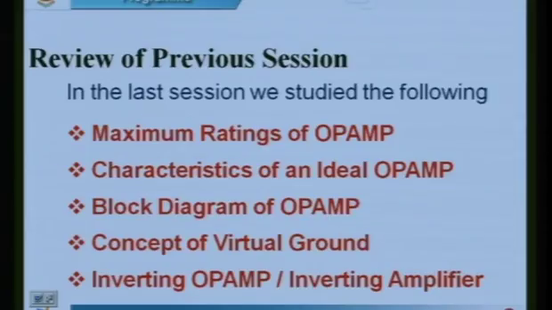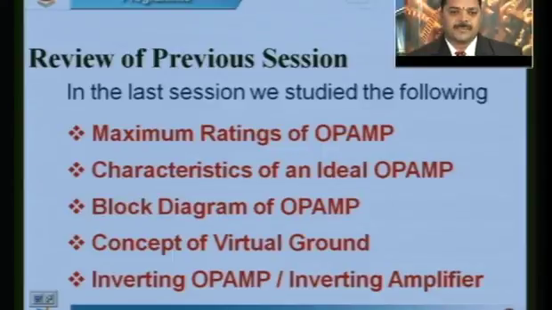Let us discuss the previous session, what we discussed. In the last session, we studied the maximum ratings of the operational amplifier, which operates on plus or minus 4.5 volts to plus or minus 18 volts. We discussed the power ratings, and the characteristics of the ideal operational amplifier, which is very important. Then the block diagram of the operational amplifier, and the concept of virtual ground. The concept of virtual ground exists only for the ideal operational amplifier, and with it we also discussed the inverting op amp, or inverting amplifier, using an operational amplifier.